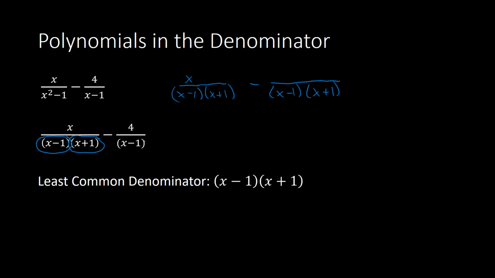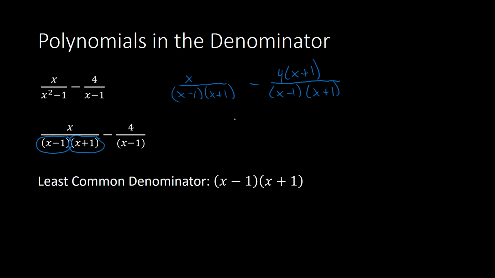Well, the question is, how do we get from x minus 1 to (x minus 1) times (x plus 1)? What is different? Well, we see that the new fraction now has x plus 1. So because I multiplied the denominator by the x plus 1, I need to multiply the numerator 4 by x plus 1 as well.